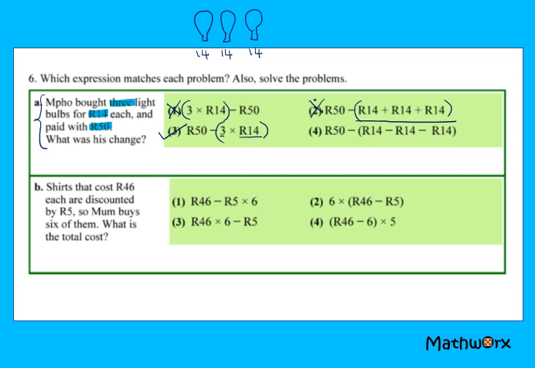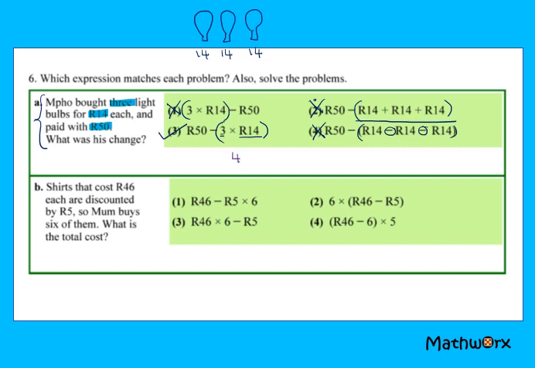2 is not correct. Now, why is 4 not correct? Because if we look at the brackets here, there's a lot of minuses. And remember, when we buy something, we add them up and then minus it from what we're paying. So 4 is also not correct. Okay, so 3 is the correct answer. And now let's quickly solve it. Okay, so 3 times 14 gives me 42, right?